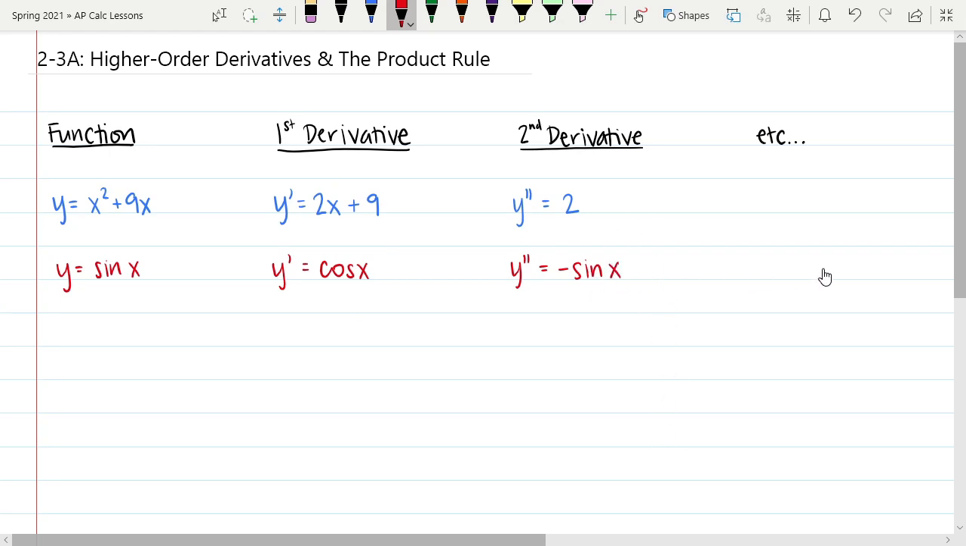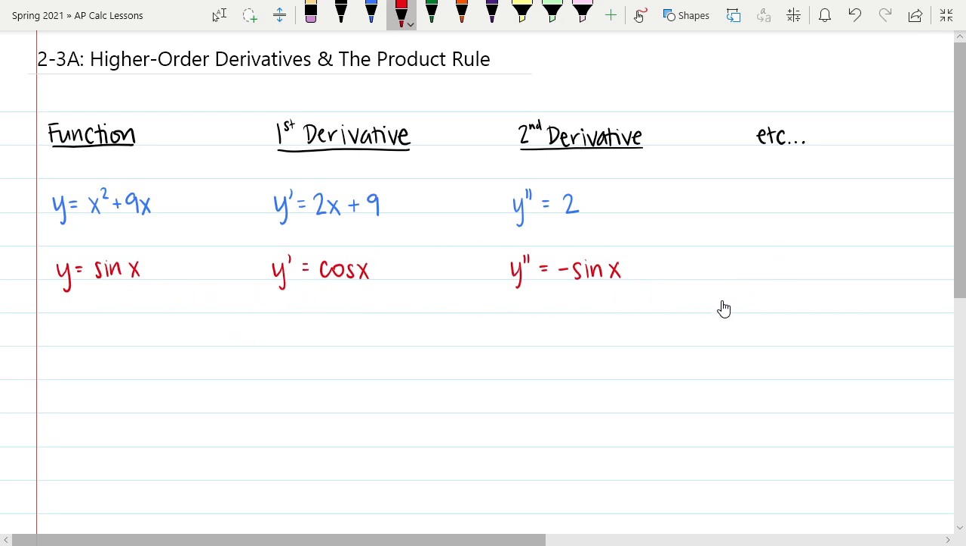Now, just to continue this, we're not going to write it, but just to think about, if I found the third derivative, well, the derivative of negative sine of x would be negative cosine of x. So the third derivative would be negative cosine of x. And then the derivative of negative cosine of x, well, that would just become positive sine of x, because remember, it's the opposite sign. So when we did the derivative of sine of x, that actually ended up sort of going in circles.